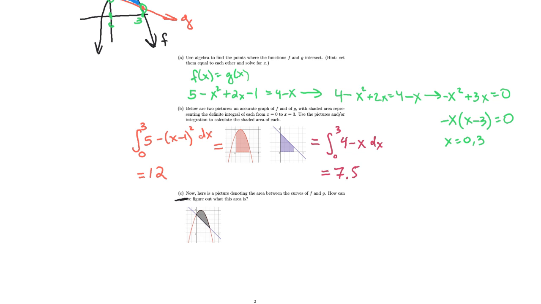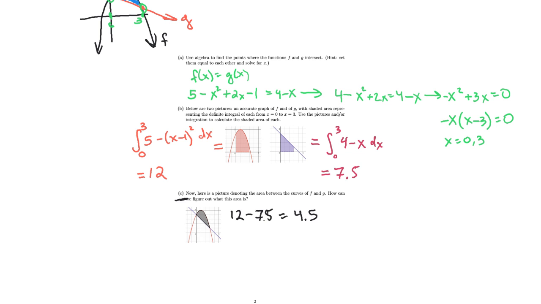But the idea here is that we should be able to calculate the area that we're most interested in by calculating that red area, that's 12, and then subtracting off that purple area, which is 7.5. So of course, this gives us 12 minus 7.5 is going to be, what is that, 4.5? This will be 4.5 as our final area.